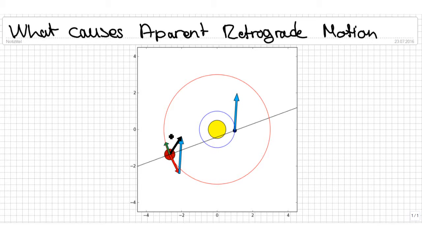So apparent retrograde motion is an effect that is caused by the velocities of two bodies orbiting one individual body at different rates, at different periods. So we need to consider a central body, for example the sun. We need to consider Earth, or whatever we want to observe from, and another body orbiting the same central body, so the sun, let's say Jupiter.